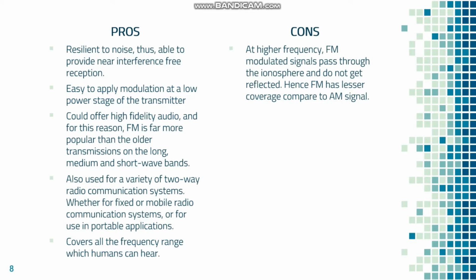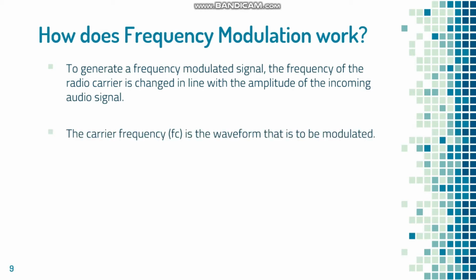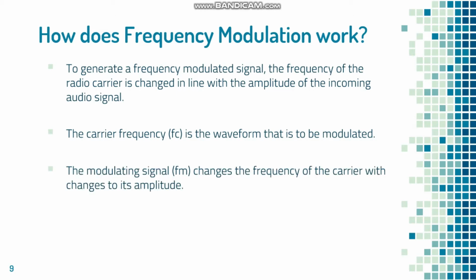So, mas malawak yung range ng AM signal, pero yung FM naman is more resilient to noise or interference. Sa FM din, mas complicated yung pag-demodulate ng signal or yung pagbasa ng signal. So how does frequency modulation work? As sinabi ko kanina, to generate a frequency modulated signal, the frequency of the radio carrier is changed in line with the amplitude of the incoming audio signal, or kahit hindi audio, basta incoming signal. The carrier frequency, or FC, is the waveform that is to be modulated. The modulating signal FM changes the frequency of the carrier, which changes to its amplitude.